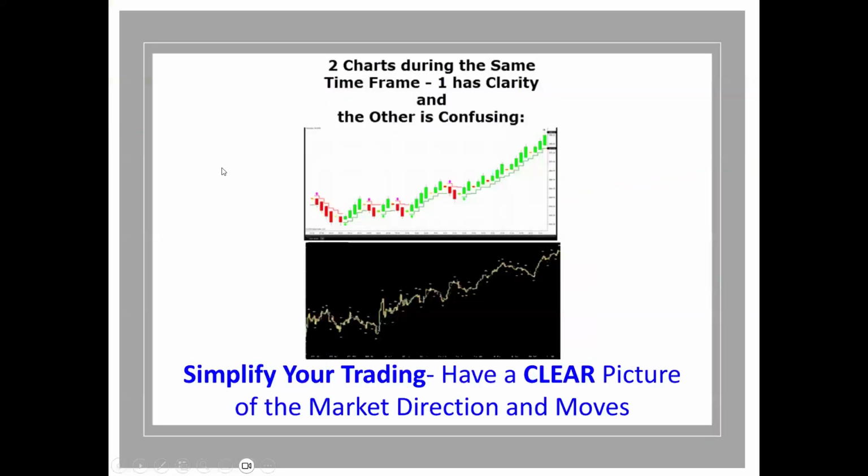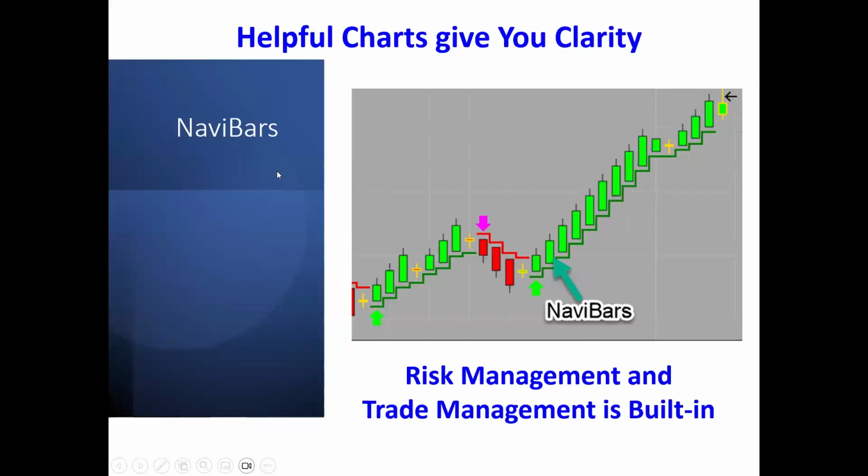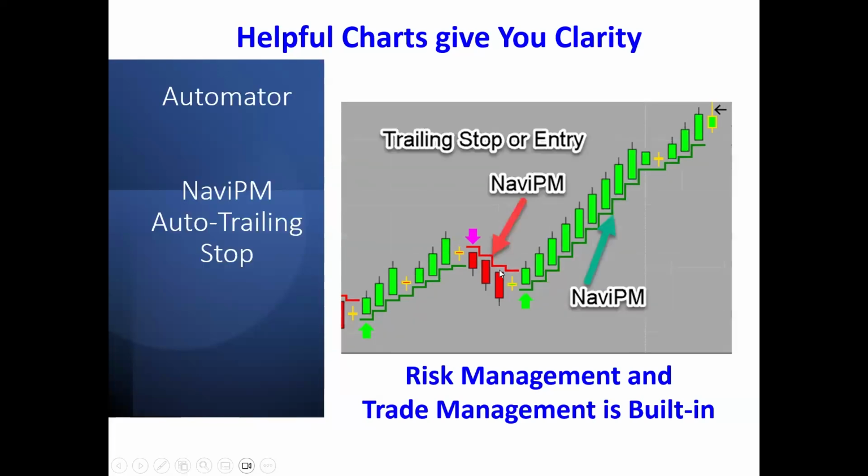All right, so let's talk about some of the things we offer here at NaviTrader. We do have a number of indicators. One of our most important indicators is our Navi bars. The price bars on our charts are called Navi bars. They're actually an indicator. You can see they're green on a move up, red on a move down.